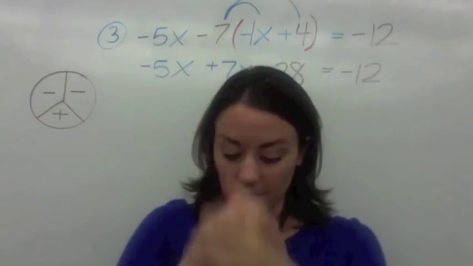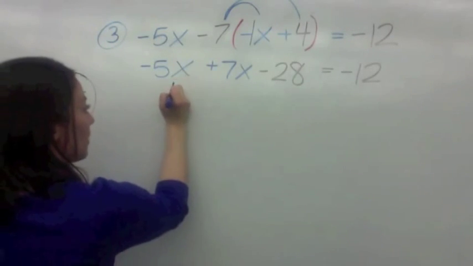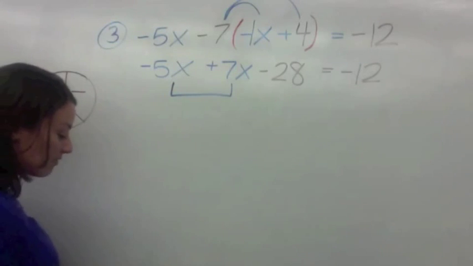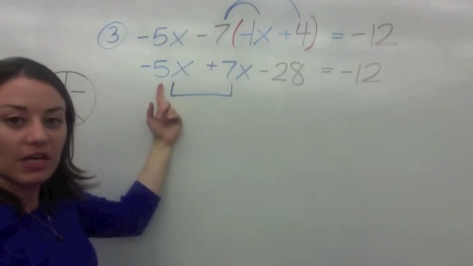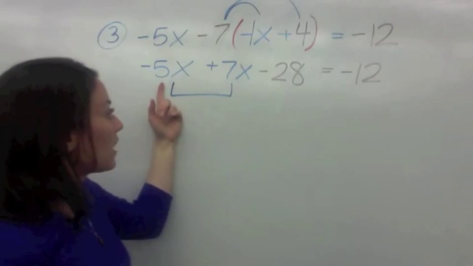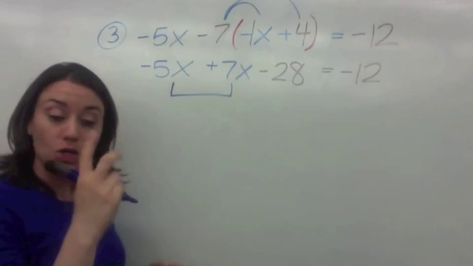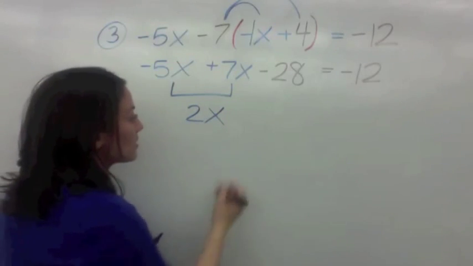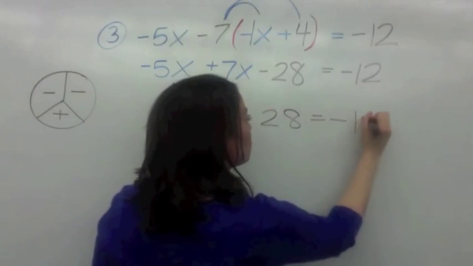Combine like terms. That's right, because you want to take 2 terms and make them 1. So say combine like terms. Good, and make a little bottom of a box. Look at this as 7x minus 5. Very easy, right? Instead of looking at it as negative 5 plus 7, what's 7 minus 5? 7 minus 5 is 2. So we have 2x minus 28 equals a negative 12.